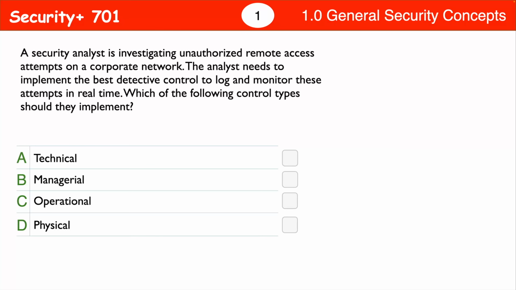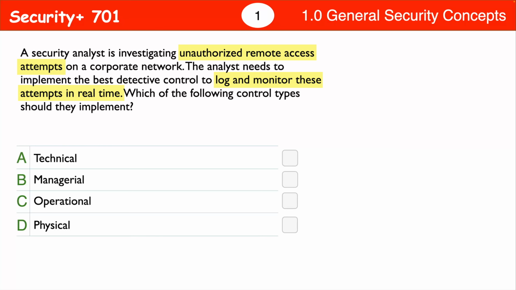All right, so let's go ahead and solve this. And for each of these questions, I'm going to give you the keywords and phrases in each question and then do the process of elimination. I feel that is the best way to tackle any CompTIA exam. So let's do this first one here. For this first one, the key phrases are going to be unauthorized remote access attempts and log and monitor in real time.